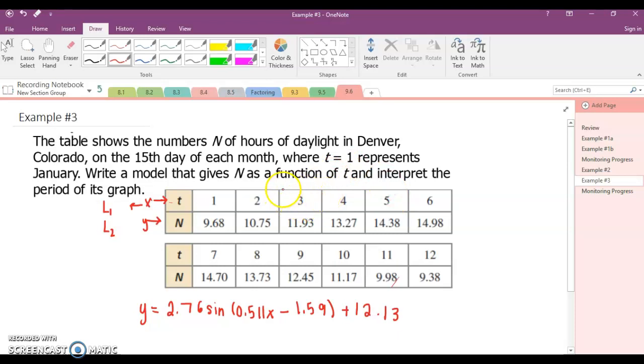Okay, and that's our model, and it says interpret the period. Well, the period would be the months, right? We go month 1 through 12. And so our period would be 12 because there's 12 months in a year.